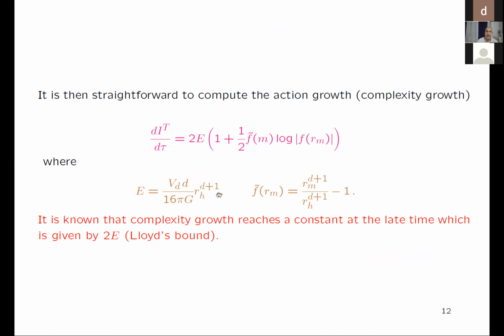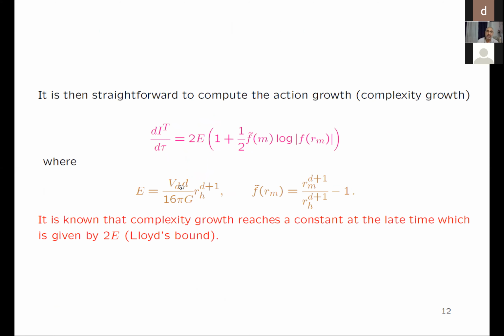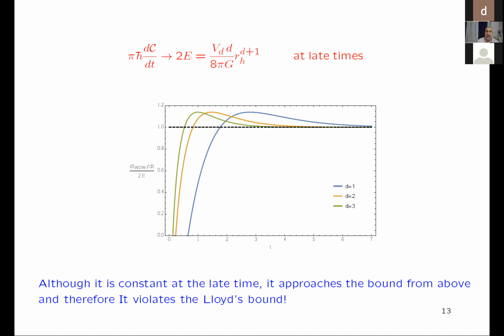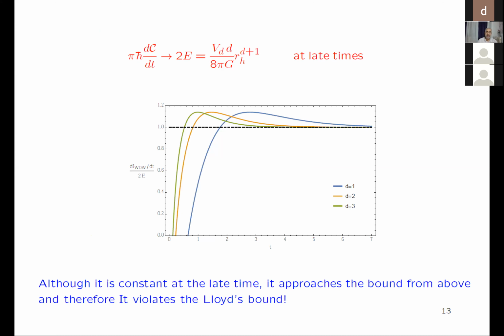If you look at this expression more carefully, what we get is something like this. It means that although it approaches some constant, which is twice the energy, well known as the Lloyd bound, it approaches this bound from above. It means that the holographic complexity defined in this case somehow violates the Lloyd bound. It is bigger than twice the energy, but at the end of the day, at late times, it approaches a constant given by the Lloyd bound. Okay, that was my review of how to compute the complexity.